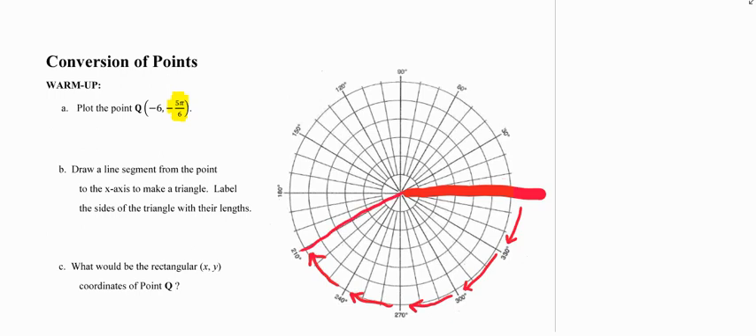I'm now going to go plot my radius length of -6. And just a brief reminder that the negative in the radius length tells us to go ahead and reflect through that pole. So I'm going to go ahead and reflect through the pole. And I want to count out a distance of 6 on that ray. 1, 2, 3, 4, 5, and 6. So there, folks, is where point Q is going to end up.